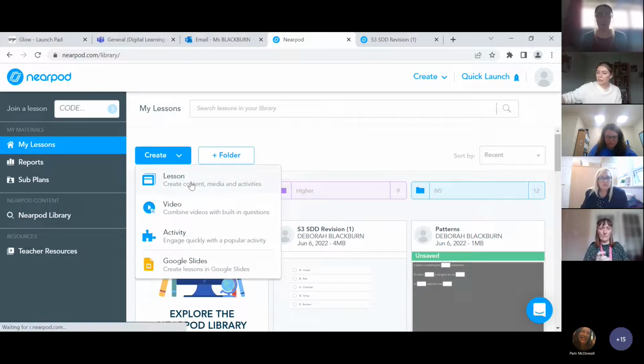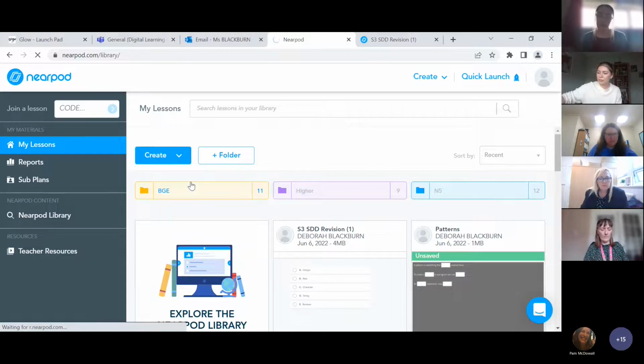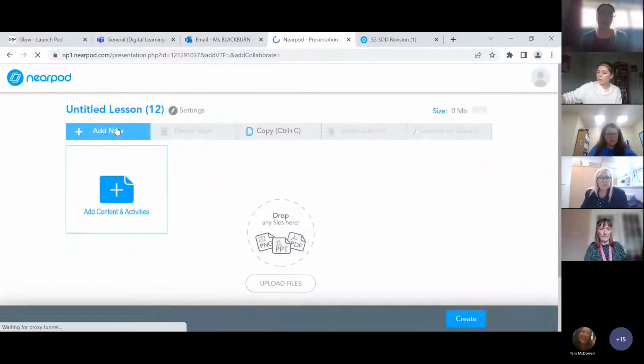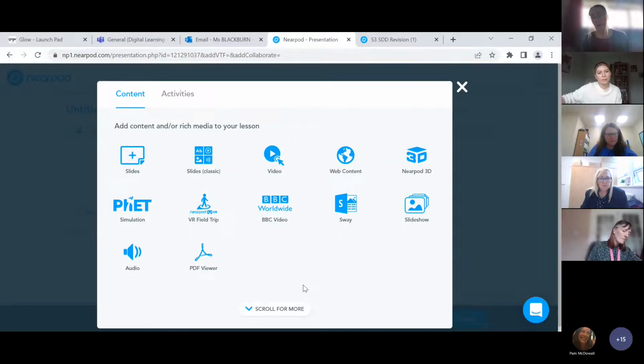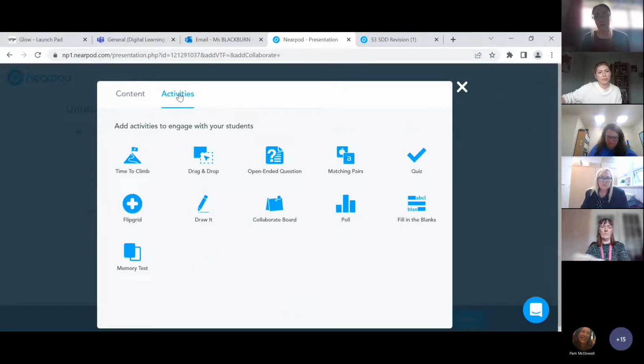So when you create a lesson, you've got lots of options that you can add in. You can add in the theory aspect of it, so if you've created a Sway or a PowerPoint, you can add all of that in. And along with that, you can add in lots of different activities.